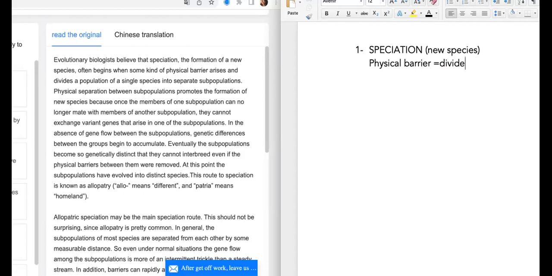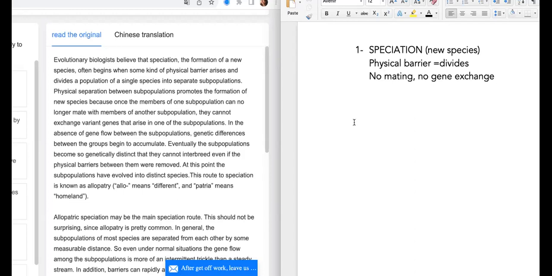Divides the species, and we've got separate subpopulations. Because this is the first paragraph, I take a little bit more time here to read more than I do in the others, because it's setting me up for the main idea of the whole thing. Physical separation between subpopulations promotes the formation of new species because once the members of one subpopulation can no longer mate with the members of another subpopulation, they cannot exchange variant genes. That's simple enough to understand, right? Can't mate anymore, no gene exchange.